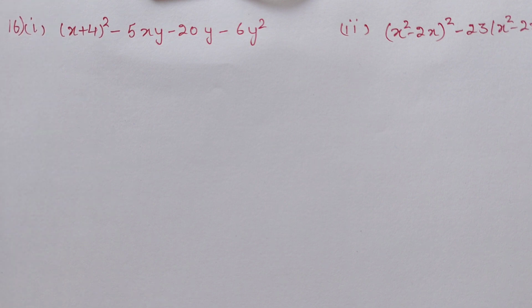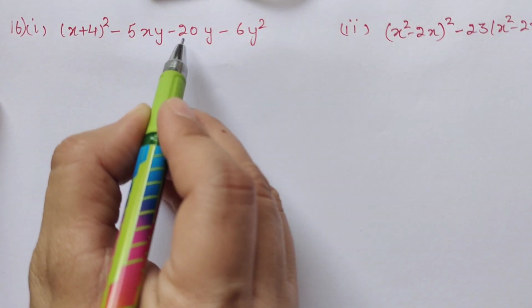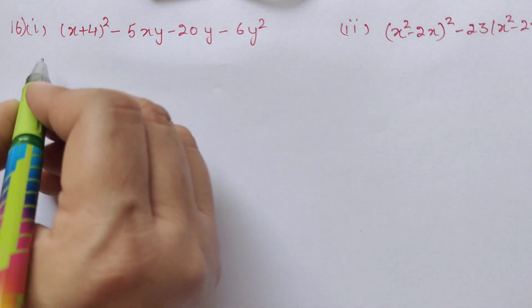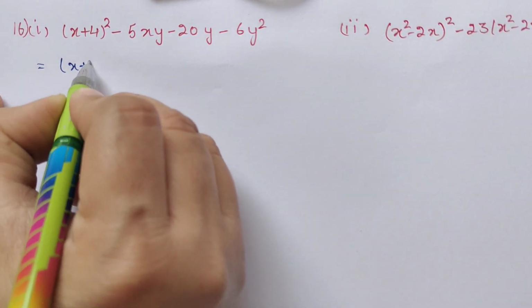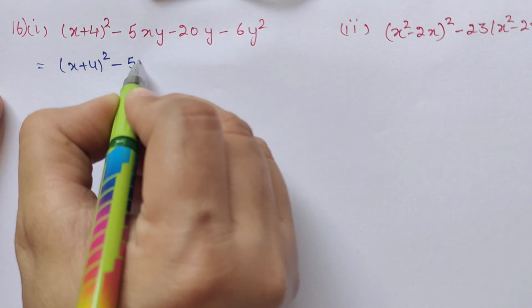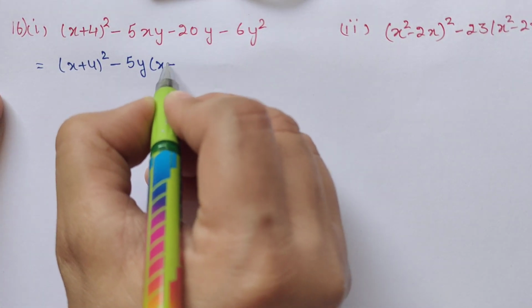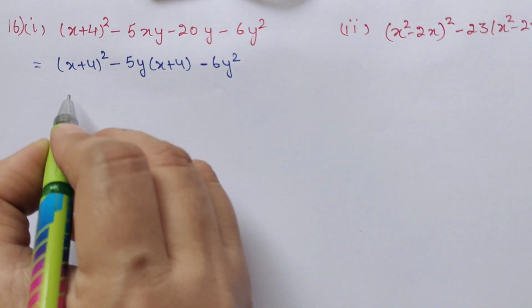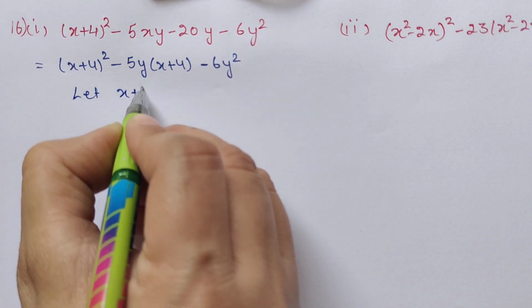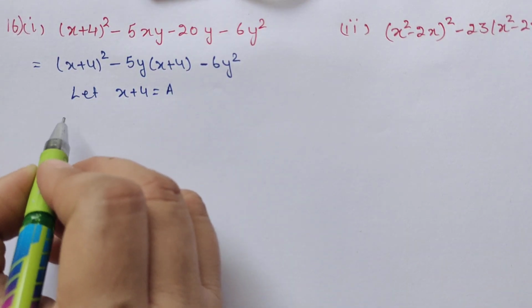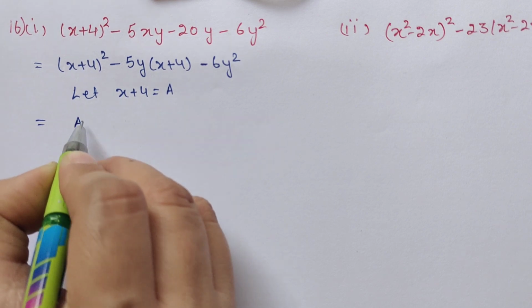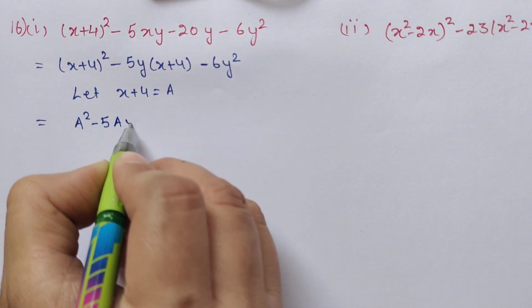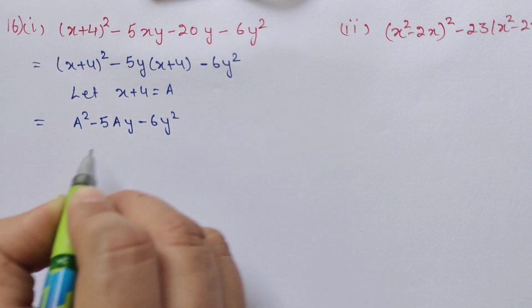Next, question number 16, first part. (x plus 4) whole square minus 5xy minus 20y minus 6y square. So in these two middle terms we can take minus 5y out common. It will become (x plus 4) whole square minus 5y; if we take out common, x plus 4 will be inside the bracket, minus 6y square. So for some time we will let x plus 4 be equal to a. So our expression will become a square minus 5ay minus 6y square.